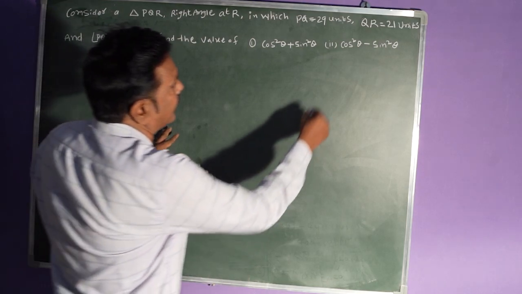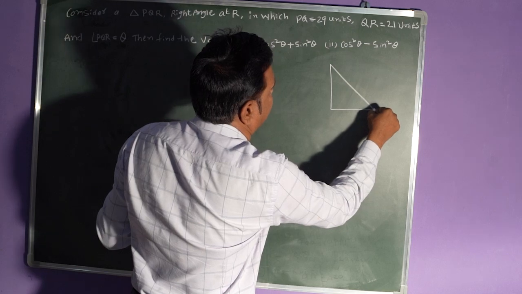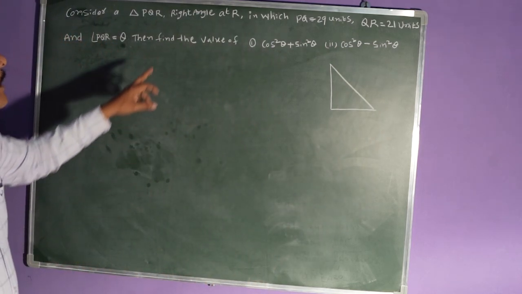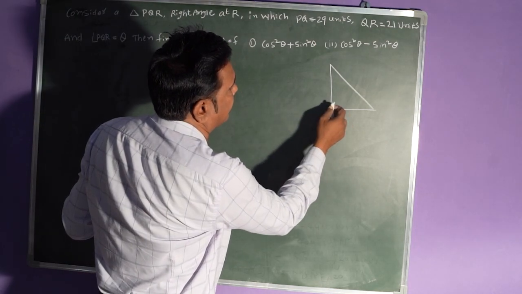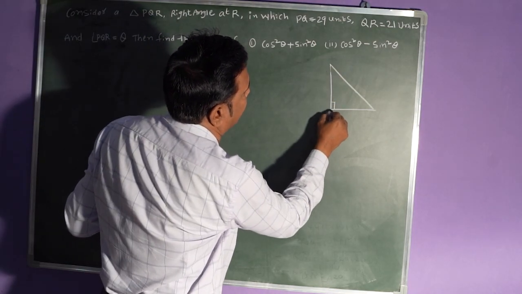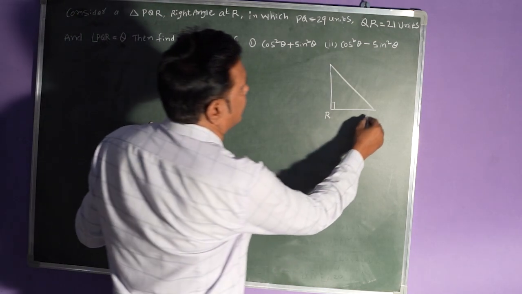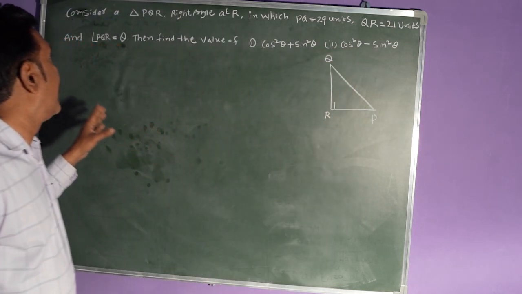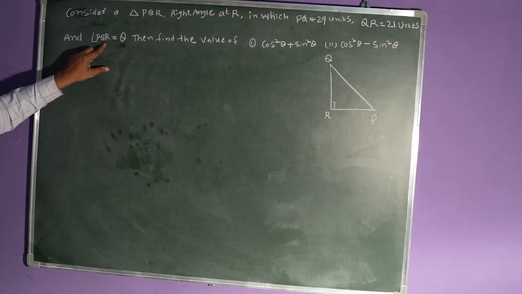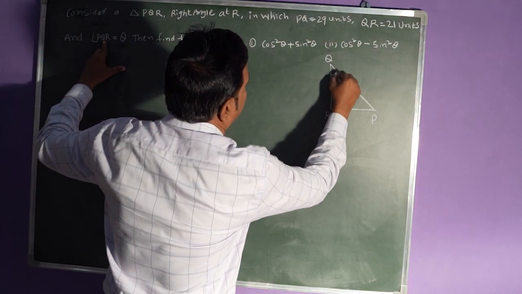Consider a triangle PQR. Right angle at R. Right angle means 90 degrees angle is the right angle. This one is the 90 degrees angle. This is the R. Next, I will take this one is P and this one is the Q. On this place, angle PQR is equal to theta. Theta means angle PQR is equal to theta, means angle Q is equal to theta.